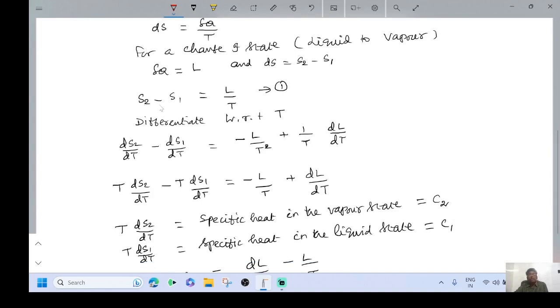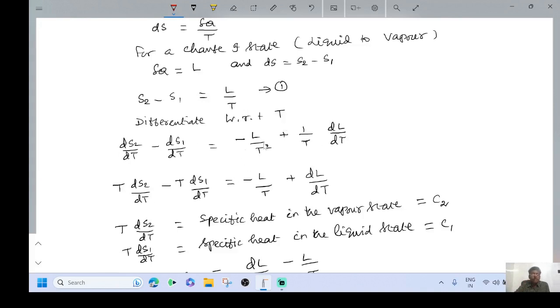Now differentiate with respect to T: dS2 by dT minus dS1 by dT equals, if you make the differentiation by keeping L as a constant, L into minus 1 by T square, that is minus L by T square. If you keep T as a constant, this is 1 by T into dL by dT. Using the u by v rule, we have to apply two variables. So this is the differentiation result.